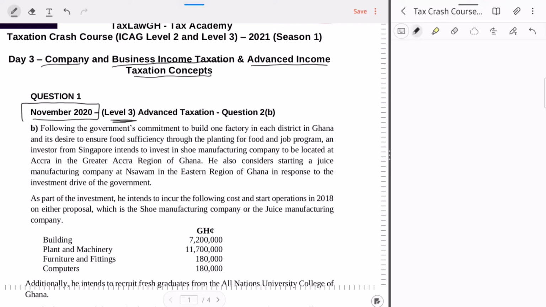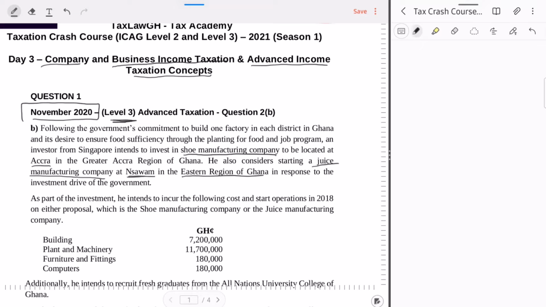All right. So, following the government's commitment to build one factory in each district in Ghana and ensure food sufficiency, an investor from Singapore intends to invest in what? A shoe manufacturing company. To be located where? At Accra. So hold on, if they are in Accra, do they get any special incentives? We'll find out shortly. In the Greater Accra region, he also considers starting a juice manufacturing company at Nsawam in the Eastern Region of Ghana in response to the investment drive of the government.